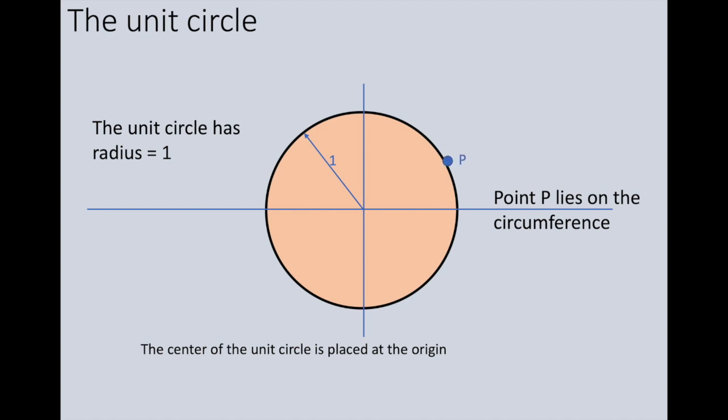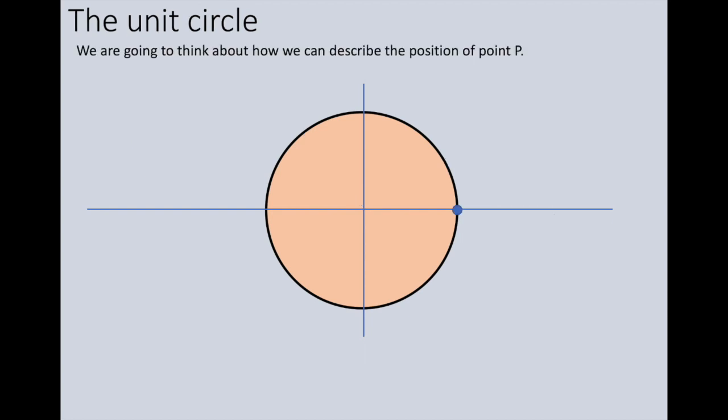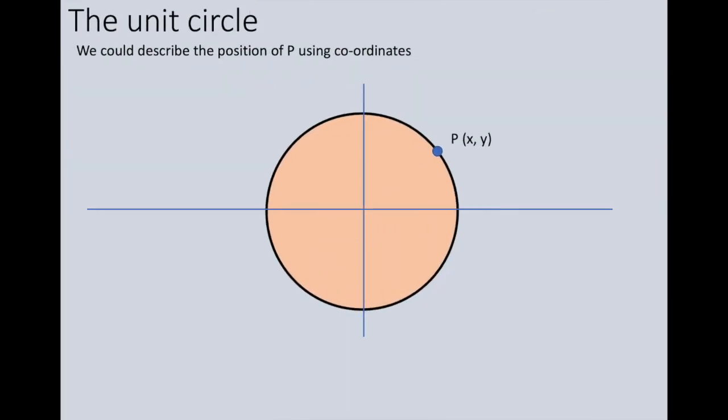Now what we're going to do is think about how we can describe the position of point P as it moves around the circle. We could, if we wanted to, use Cartesian coordinates, the coordinate system that you already know about. If we say that P is at the point (x, y), then this distance will be x, and this distance will be y.